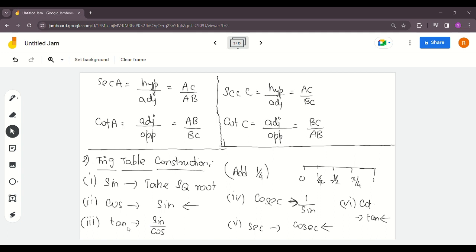So tan is nothing but sine by cos. Cosec is nothing but 1 by sine. And for sec, you have to write cosec in the reverse order, that is from right to left. And for cot, you have to write tan in the reverse order, that is from right to left. Now let us see this table.